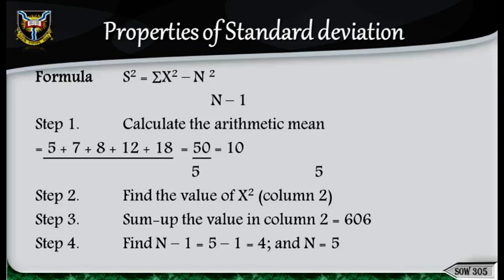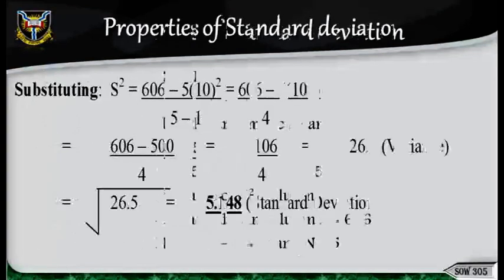Step 1. Calculate the arithmetic mean, equals 5 plus 7 plus 8 plus 12 plus 18 divided by 5, equals 50 over 5, equals 10. Step 2. Find the value of x squared, column 2. Step 3. Sum up the values in x squared, which is equal to 606. Step 4. Find n minus 1, equals 5 minus 1 equals 4, and n equals 5.